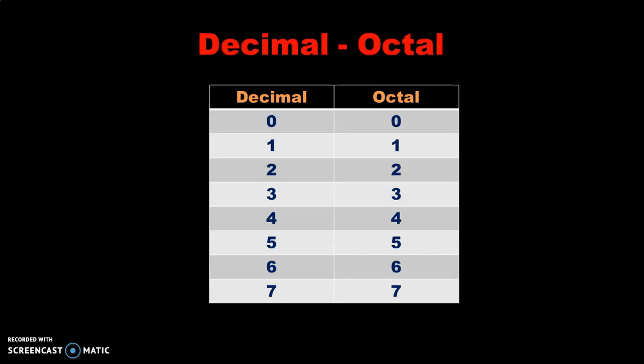This is a decimal number and the equivalent octal number. So in case of decimal from 0 to 7, we have an equivalent octal number that is exactly equal, and that is also 0 to 7. As I said earlier, in the octal number system we have a total of 8 digits, from 0 to 7, and that is a single digit. Now if we want to increase our number beyond 7, then we have to use 2 digits.